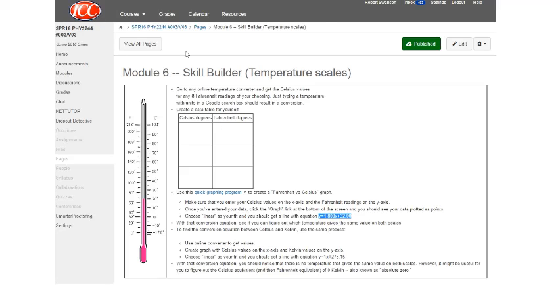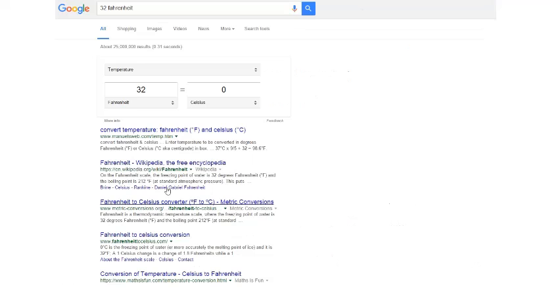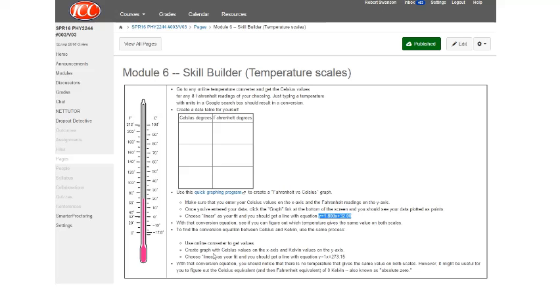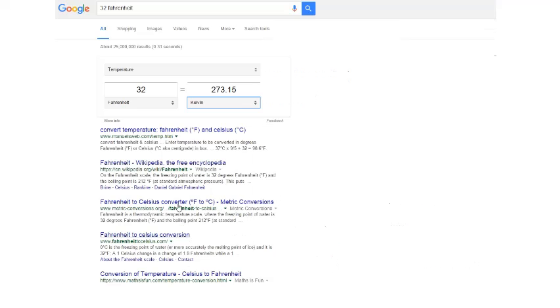Once you've played around with that, then go back to your converter and see what 32 Fahrenheit is in Kelvin and build yourself a little graph that relates Kelvin and Celsius, I believe is the instruction. Let's see. Yes, we want Celsius. And so once you've understood how to convert from Fahrenheit to Celsius, then do Celsius to Kelvin and build a little table, make yourself a graph, and get a feel for that equation as well.